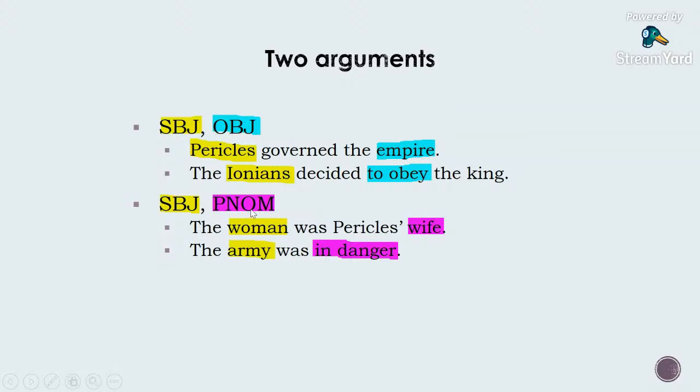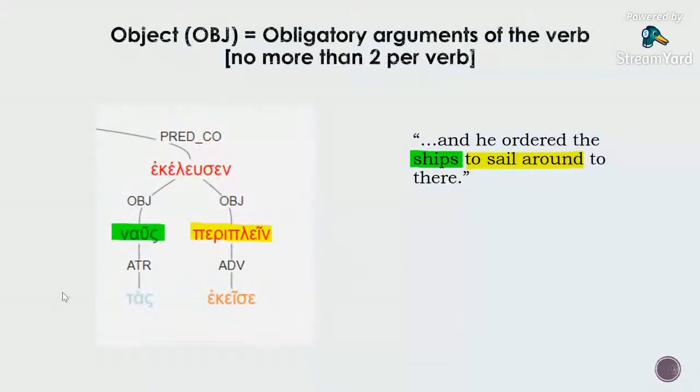A subject in a pronoun, the woman was Pericles' wife, the army was in danger. So there's a preposition that's acting as the predicate nominative, right? With the copular verb to be, to become, any of these. The objects, there can be no more than 2 objects per verb. So he ordered the ships to sail around. If you're ordering them to do something, you have to order someone.